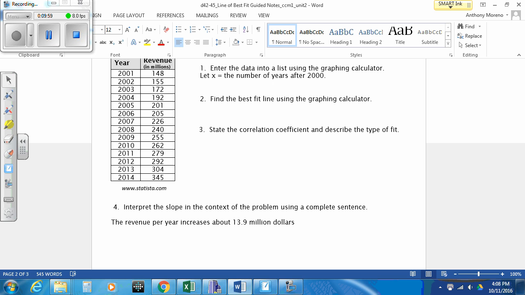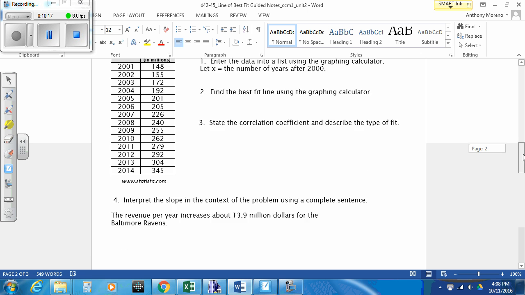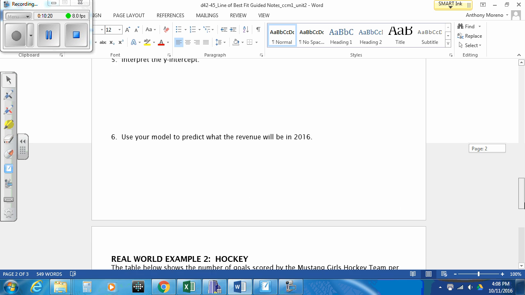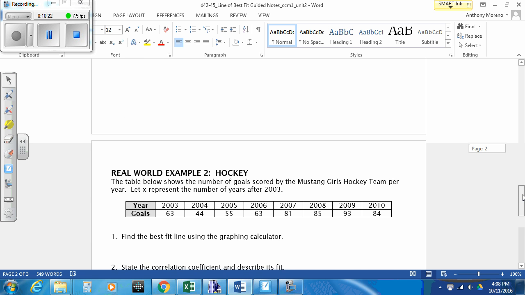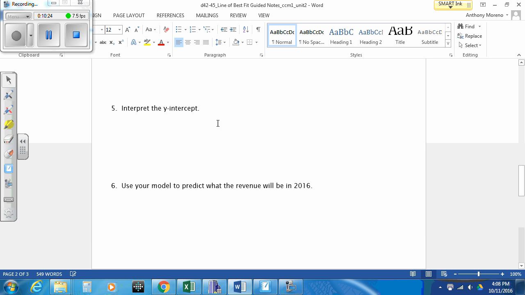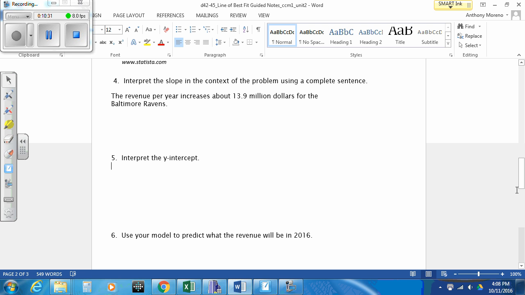And you could reword this in a different sentence. Like I said, this is my first attempt and I'm kind of rushing through it. But the revenue increased about $13 million for the Baltimore Ravens. Okay, so with that information, see if you can attempt the second real world example on your own. To interpret the y-intercept basically tells you that's where you started your data.